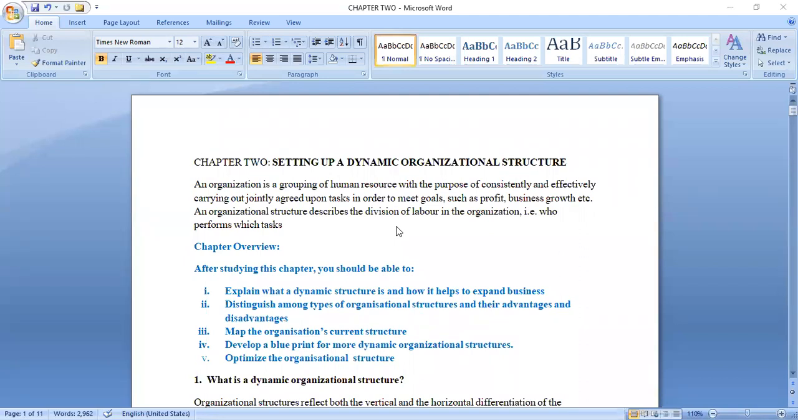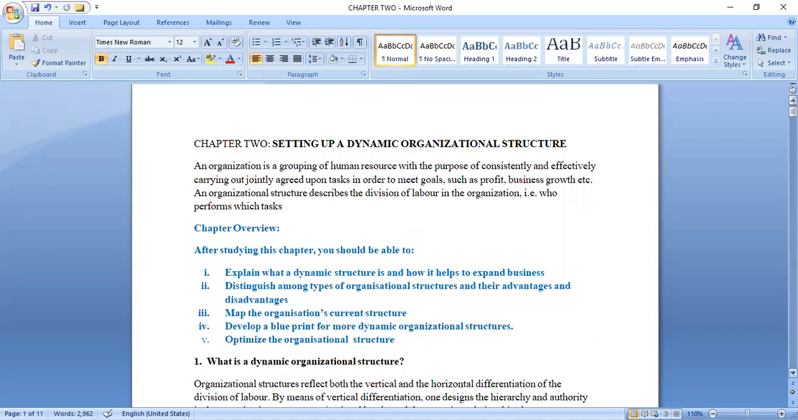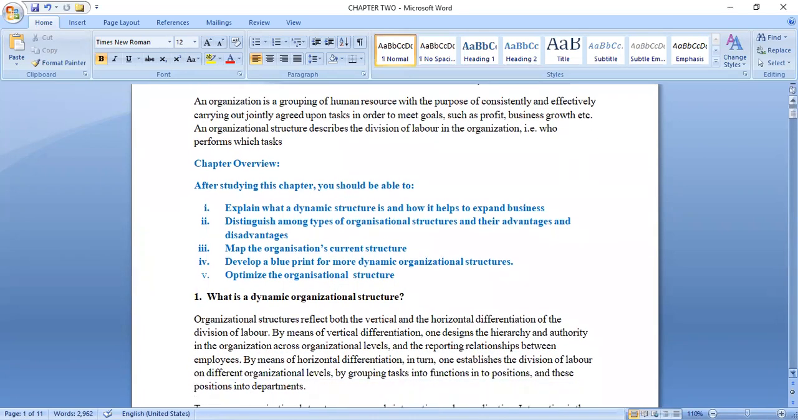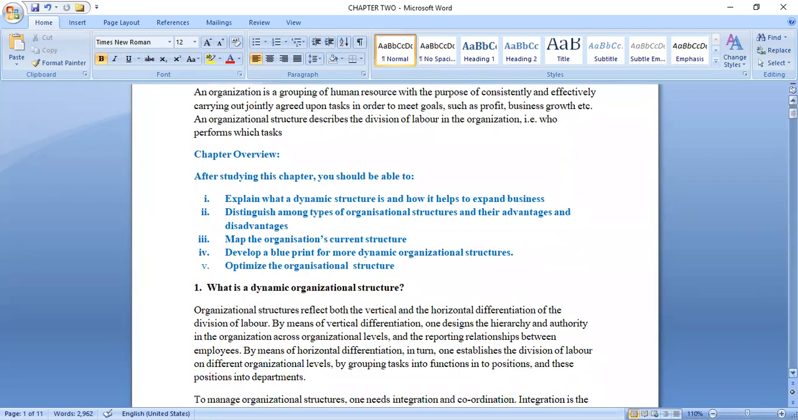Today we are going to look at how to set up a dynamic organization structure. How to set up a dynamic organization structure, right? So this is our chapter overview.